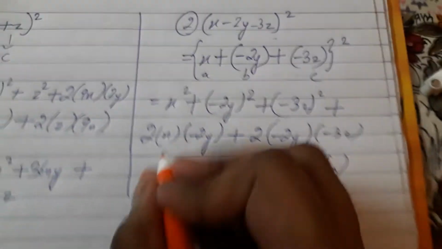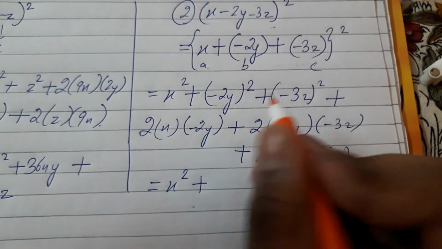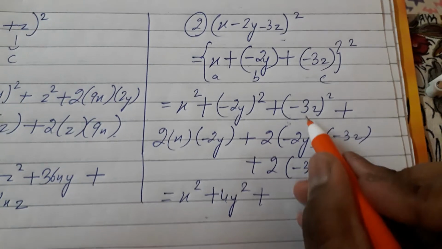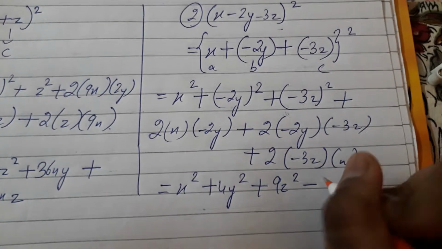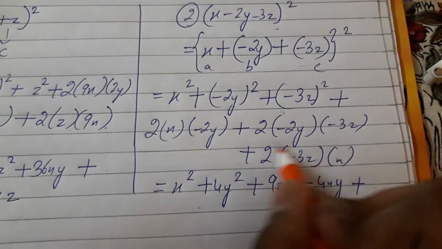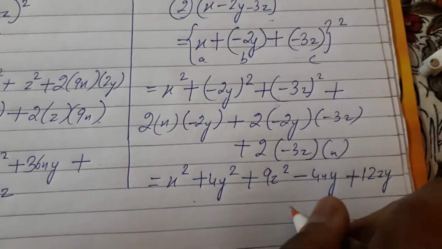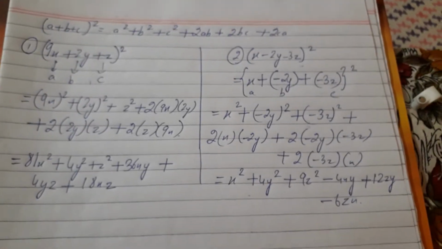Now calculate, this will be your x square plus, minus into minus plus, so this will be your 4y square plus similarly 3 into 3, 9z square, minus 2 into 2, 4xy, plus 2 into 2 into 3, 12zy, minus 2 into 3, 6zx. See, this is how to solve this.